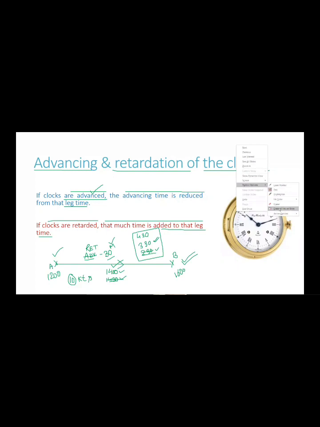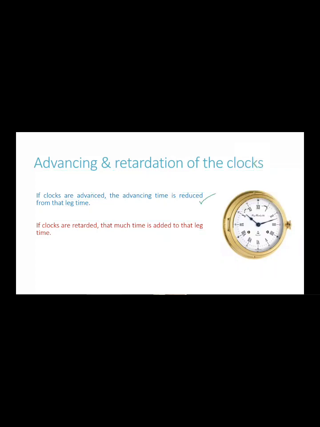Yes sir. Okay, very good. So always remember, if there is an advancing, that much time should be reduced from the lag time. If there is a retardation, that much time should be added to the lag time. अब जब आपके पास लेग का टाइम आ गया, अब बहुत आसान है डिस्टेंस को निकालना, क्योंकि टाइम आपके पास आ गया है, आपको स्पीड पता है, स्पीड इनटू टाइम जब आप करोगे तो आपको उस पर्टिकुलर लेग का डिस्टेंस पता चल जाएगा. So that is the concept of advancing and retardation of the clocks.